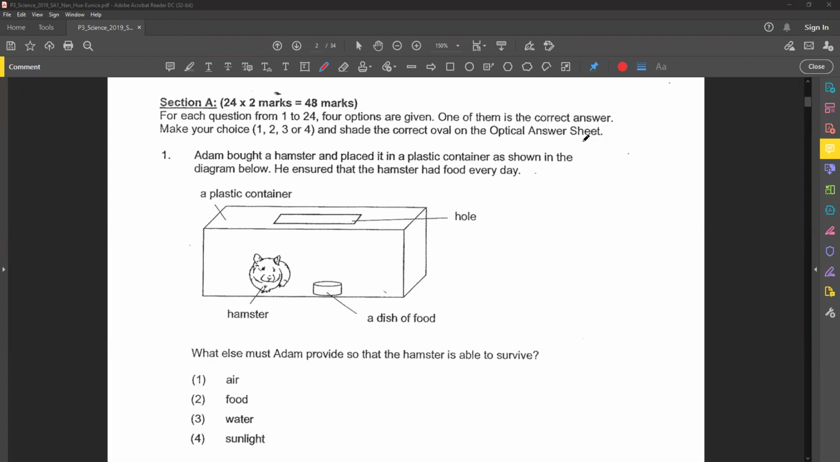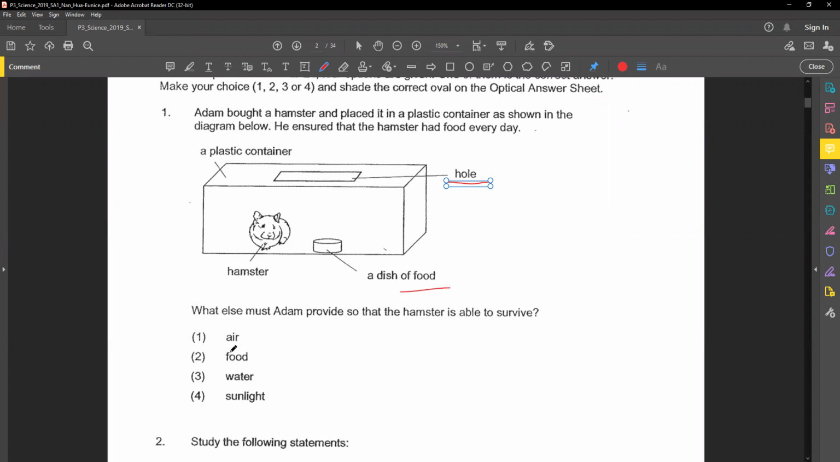So let's get started. The first question asks, what else must Adam provide so that the hamster is able to survive? We know that one important characteristic of living things is that they need air, food, and water to stay alive. In this diagram, there is a hole which allows the hamster to receive air, and food is provided in a dish. Hence, the only missing thing is water, so the answer should be 3.